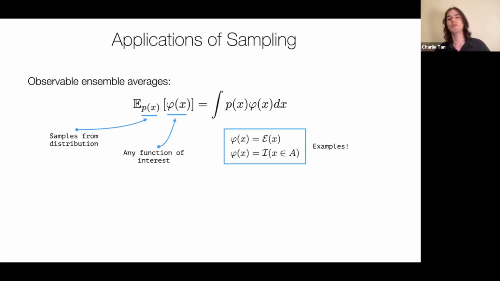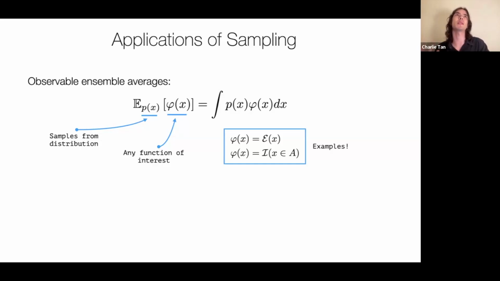Examples of what phi could be are the energy itself, which would give you the average energy, or it could be an indicator function, which indicates whether the state, or microstate x, is part of a macrostate A. The distinction between these states is that x is actually a specific conformation, but A is a more general notion of a state. You could define this with respect to dihedral angles.